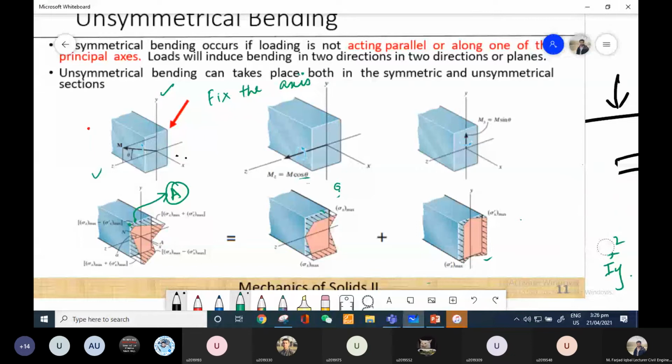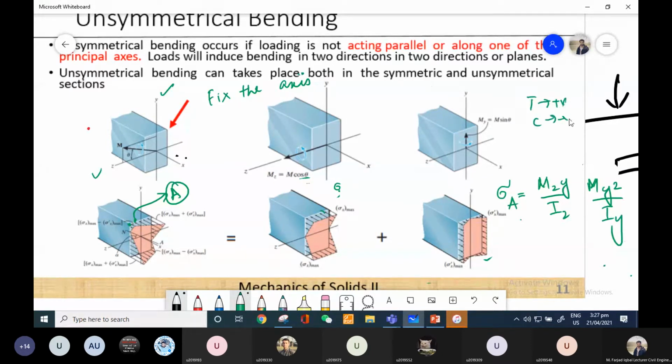If I write the equation of stress at A, I will have two components, that is for sure: MZ Y over IZ. Then the second one, I'm not showing the sign for now, the second one will be MY Z over IY. If I take tension as positive and compression as negative, which sign should I put with MZ or with this component? Anyone? Will it be positive or negative?